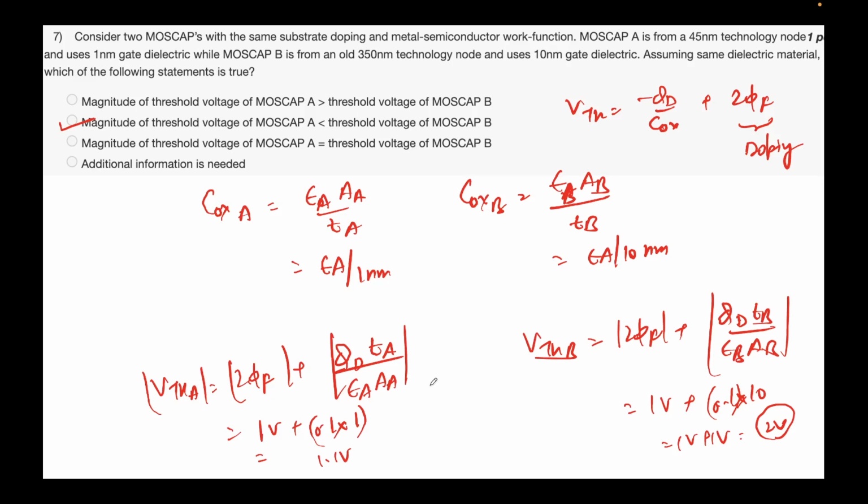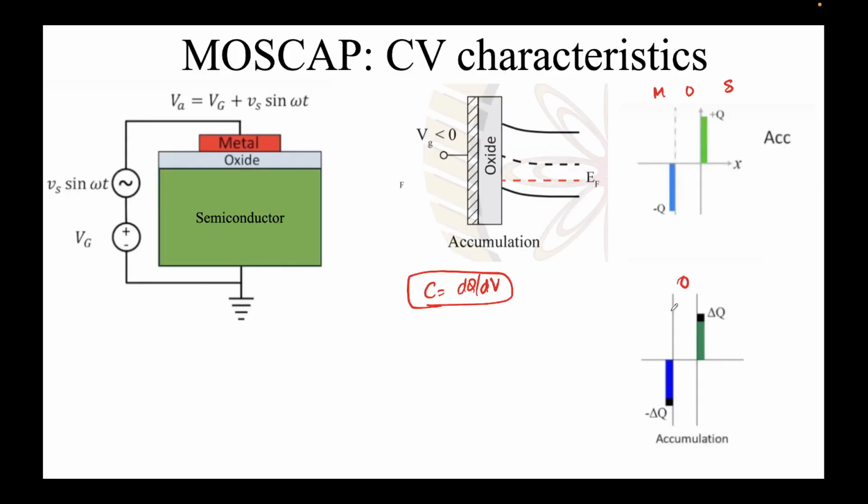Now I need you to recall that q equals CV, so C equals dq over dV. We are changing this delta q, changing this voltage, and the result is some current, as the charge is changing. Where is the charge changing? Charge is changing across the oxide capacitance. So the capacitance in accumulation will simply be nothing but Cox, because that's where the charge is changing. C accumulation will be equal to Cox.